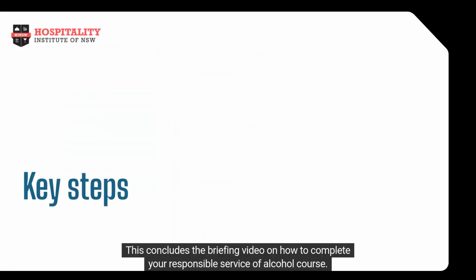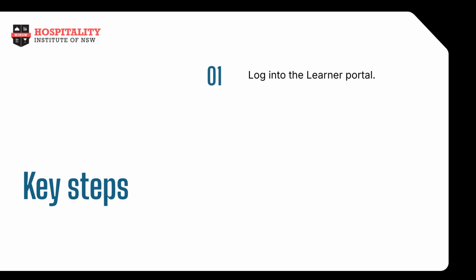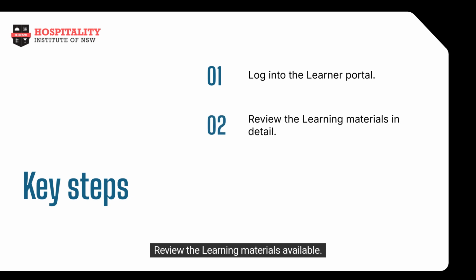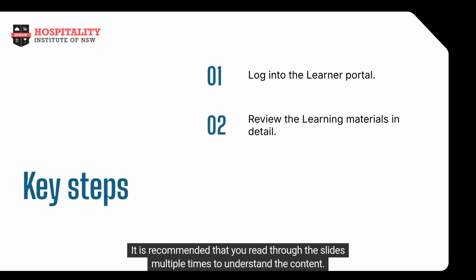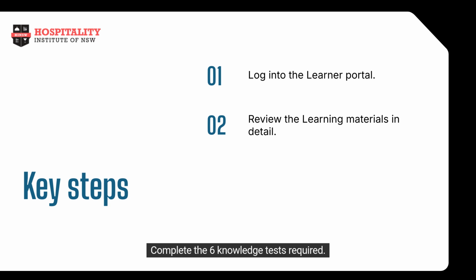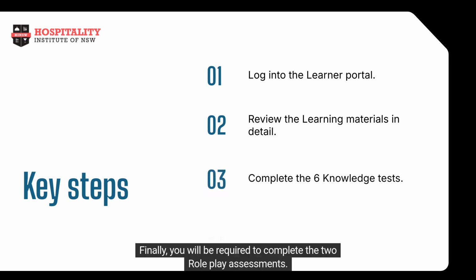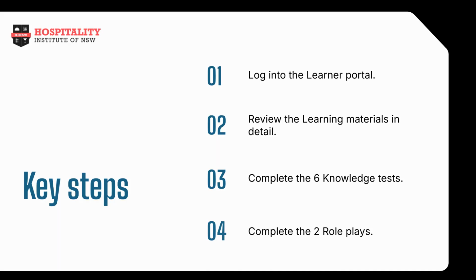This concludes the briefing video on how to complete your responsible service of alcohol course. Let's recap the important information. 1. Log into your learner portal. 2. Review the learning materials available. It is recommended that you read through the slides multiple times to understand the content. 3. Complete the 6 knowledge tests required. 4. Finally, you will be required to complete the 2 role play assessments.